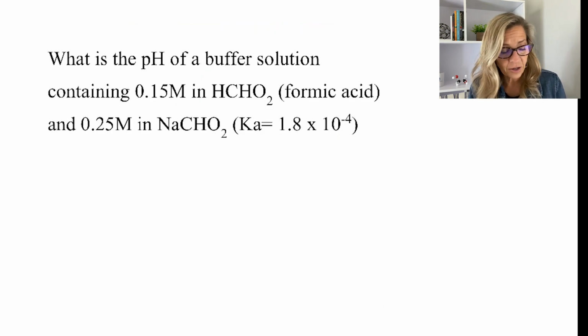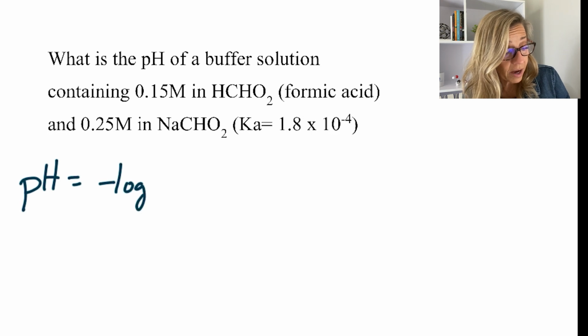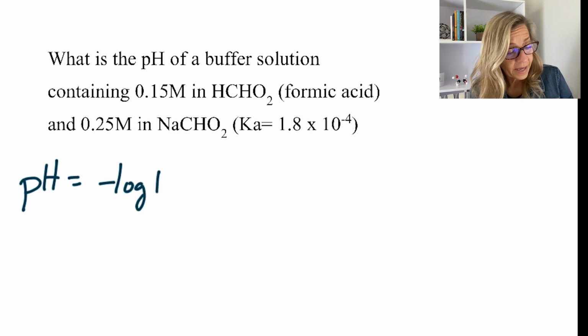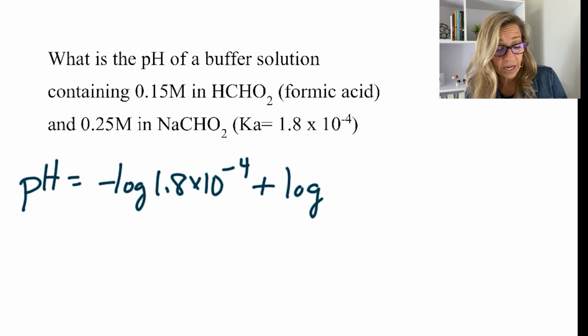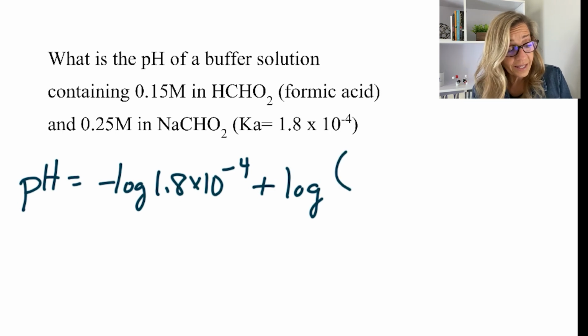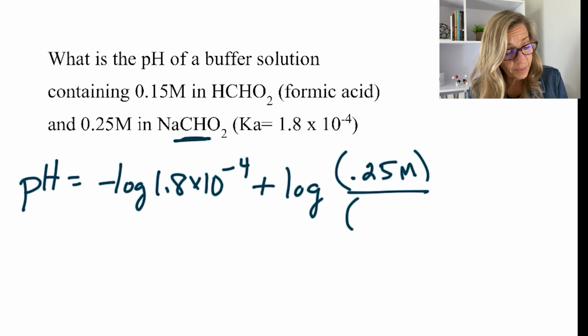All right, here is a good example problem. If we have to find the pH, we're going to use our Henderson-Hasselbalch equation. So the pH is equal to the negative log of the Ka, and so negative log of 1.8 times 10 to the minus 4th. And then we're going to add the log of the ratio of the concentrations. Now be really careful. What goes on the top? The conjugate base, which is my salt right here, and so this is 0.25 molar. And then on the bottom is my acid, 0.15 molar.